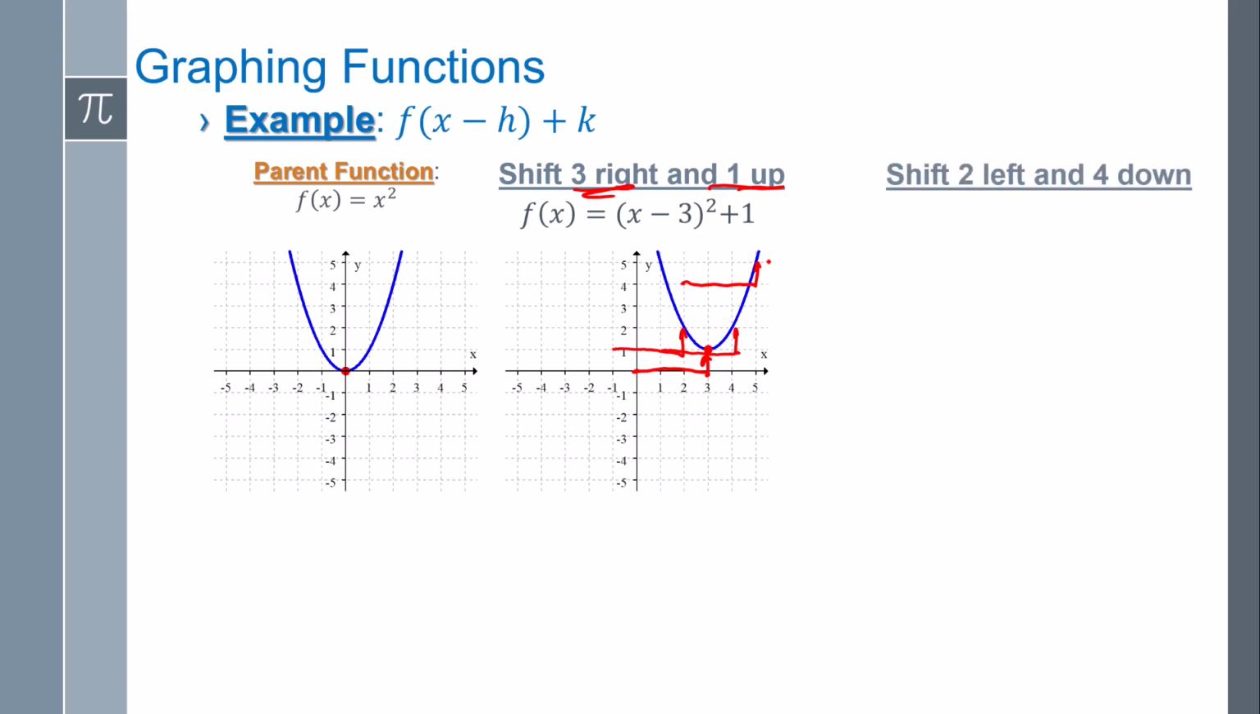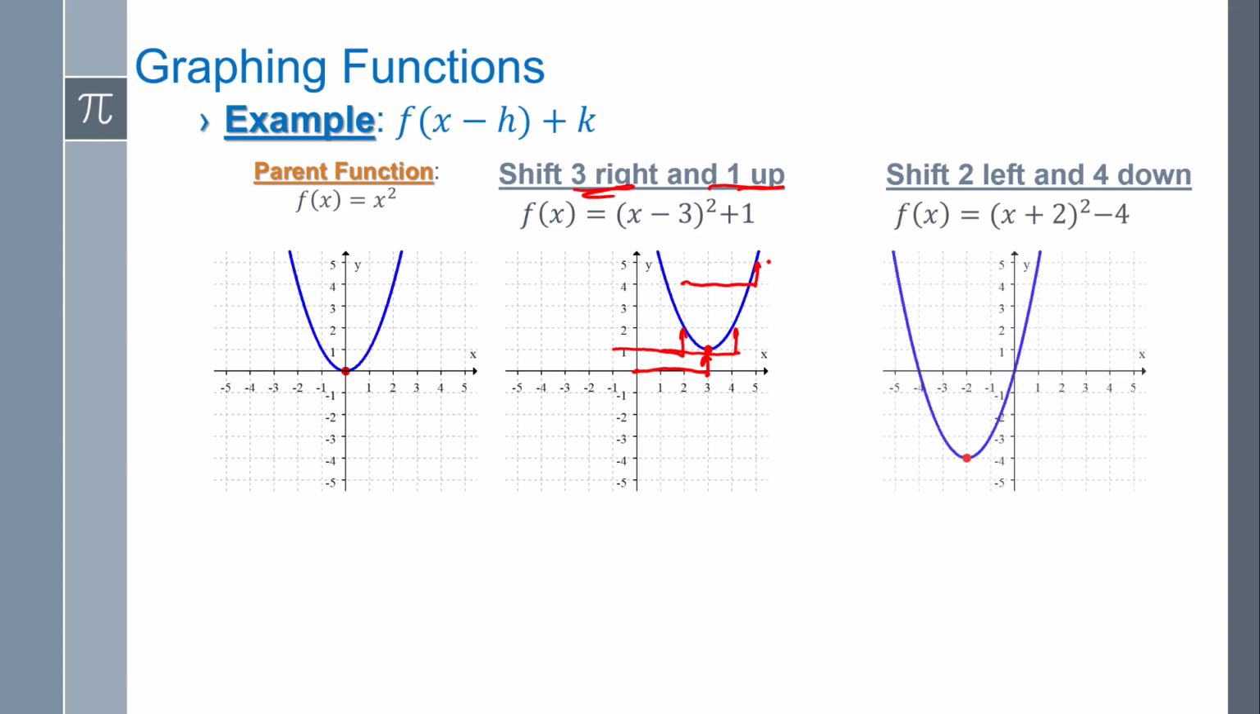What if I wanted to shift 2 to the left and 4 down? Well, to the left is the negative direction, so the opposite of negative is positive, so it'll be x plus 2 squared, and then it's down 4. Do the same for the vertical, so it's going to be minus 4. So everything shifted over 2 and down 4.